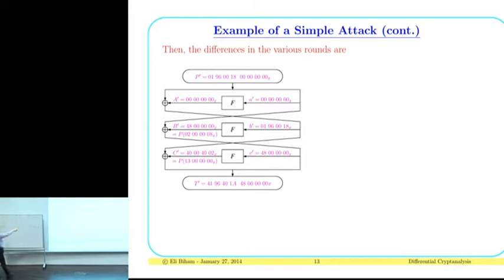So we have 1, 3, and the rest are 0. So we know that the output difference of S1 in this round is 1, 0, 0, 0, 1. What's the input difference to S1 here? So if you remember, and if you forgot, I'll tell you, the input difference to S1 is 9.